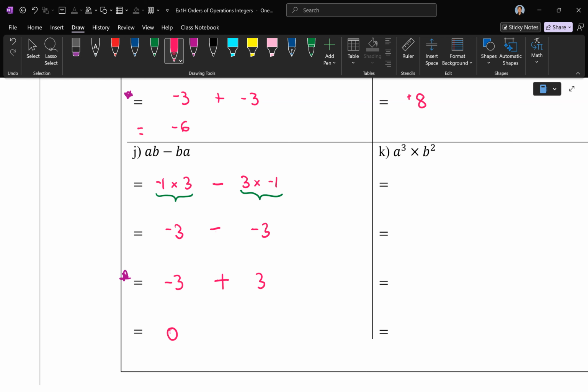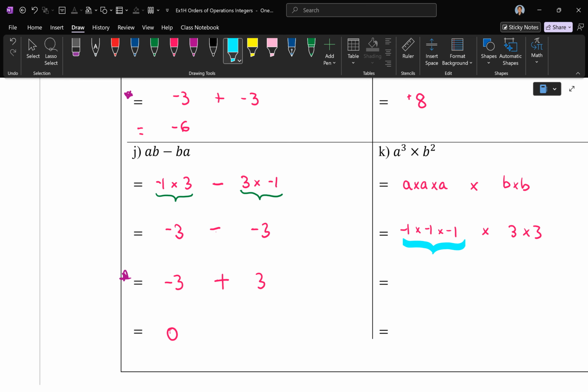Move on to the last example here. So A cubed times B squared. So A cubed just means A times A times A. And then you're multiplying it with B squared, which means B times B. So here, what's A? A is negative 1 times negative 1 times negative 1 times B, which is 3 times 3. And remember I said that with BODMAS, multiplication and division, you work from left to right. So let's work from left to right.